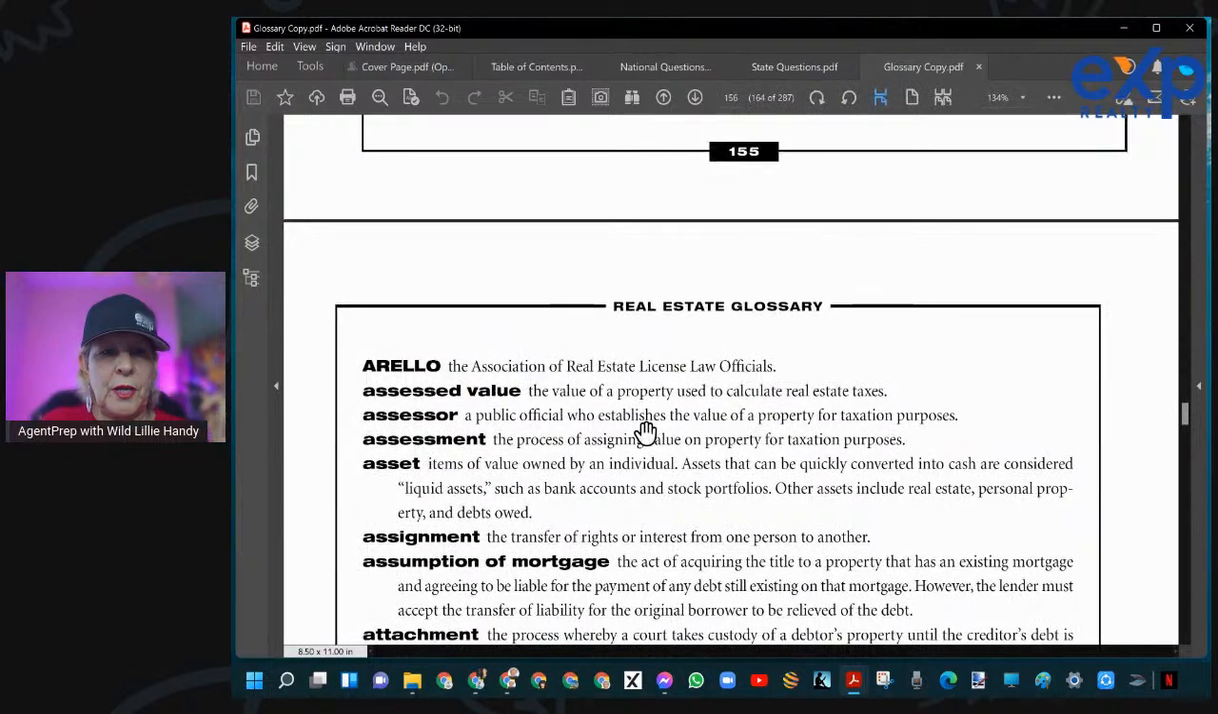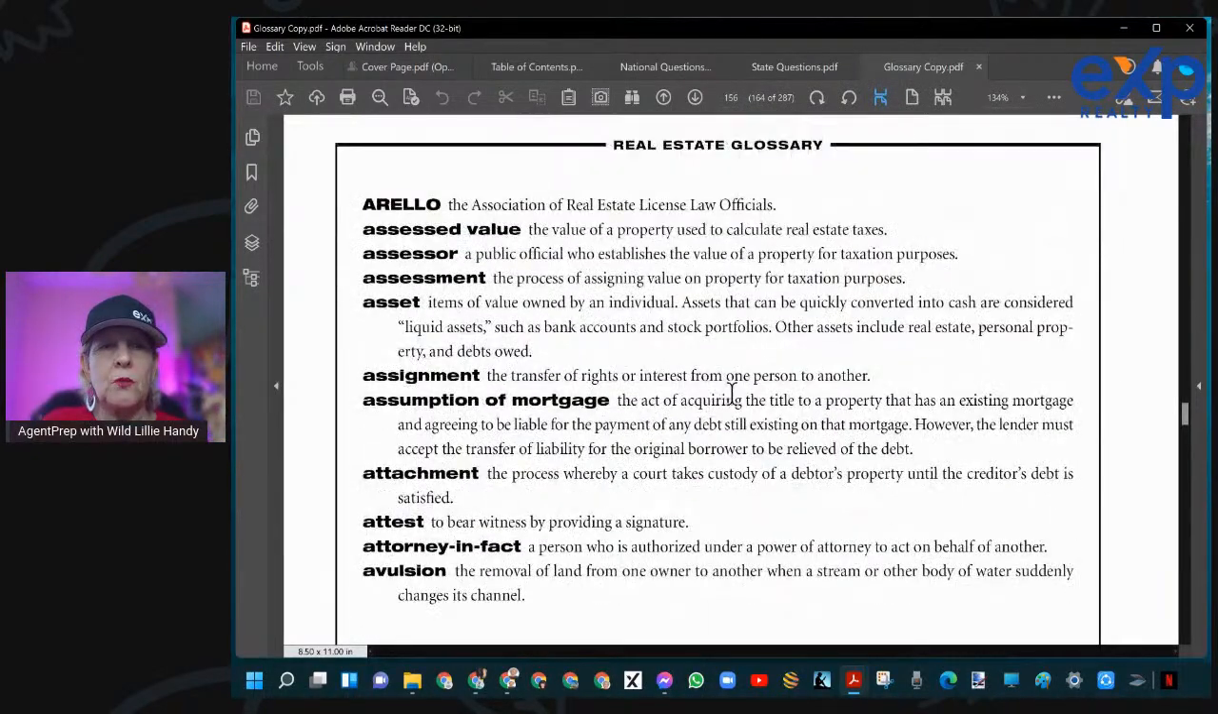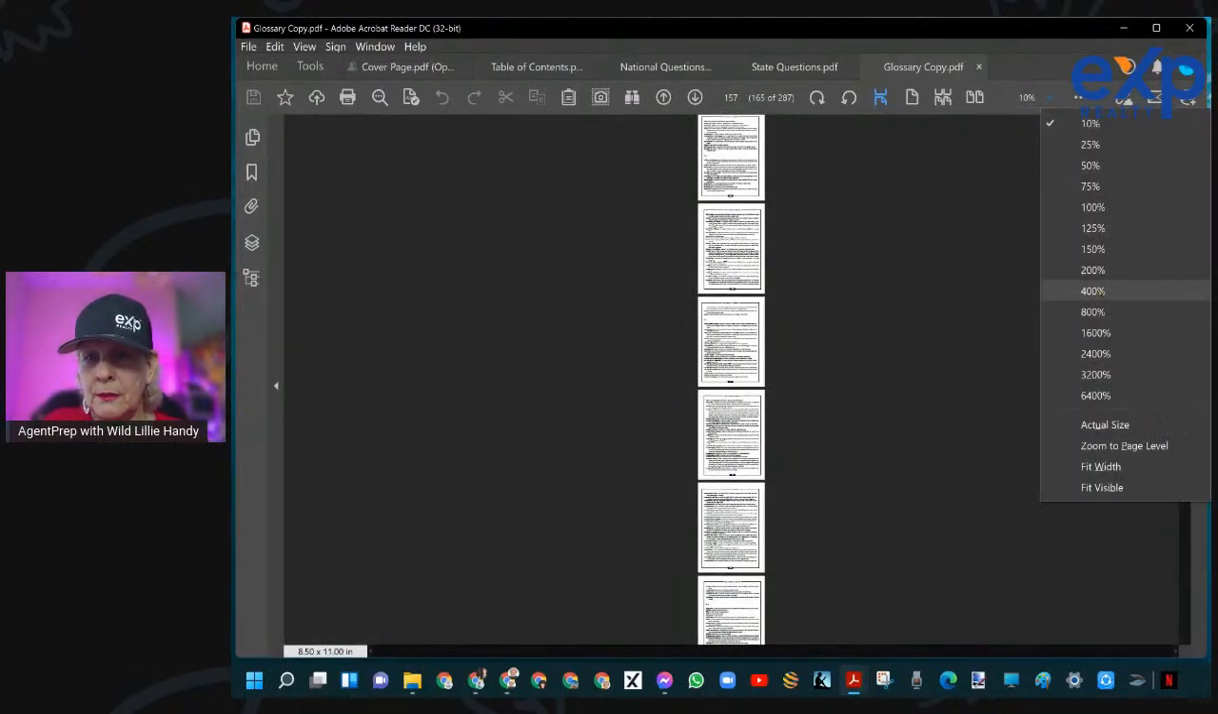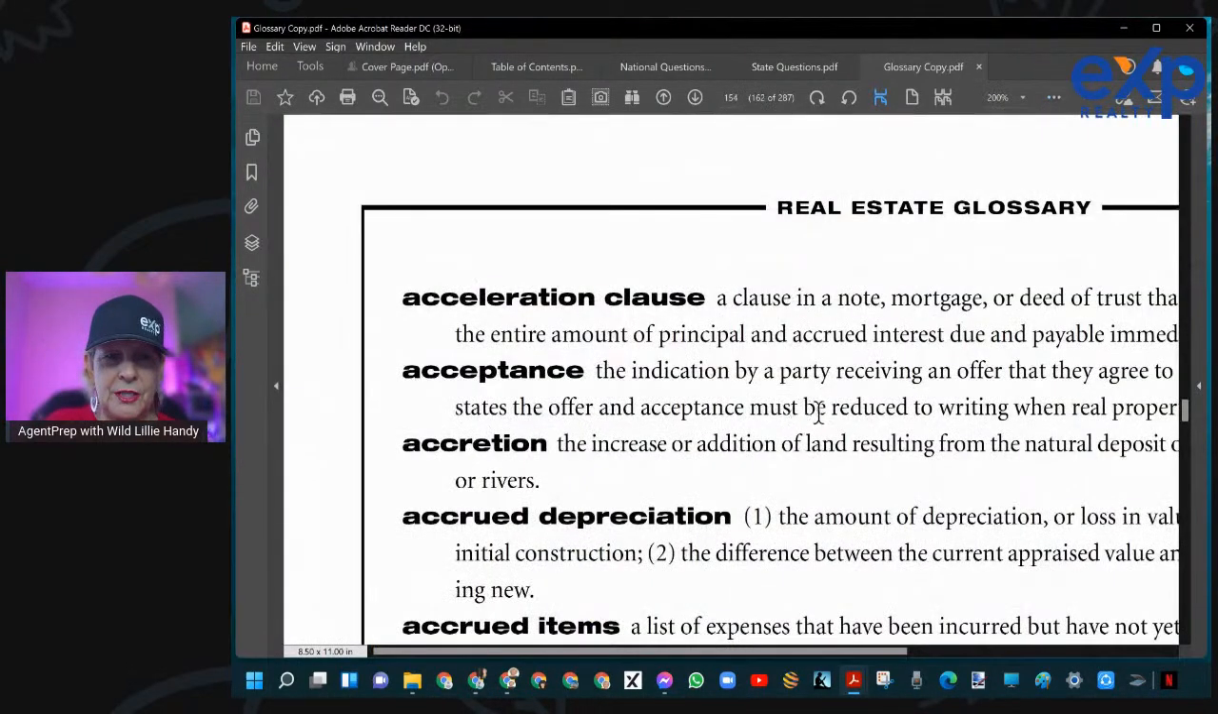So with vocabulary, we're starting out with the word Arello. Arello. Let me enlarge the screen. Oh my goodness. Dang, that's not enlarging the screen, is it?